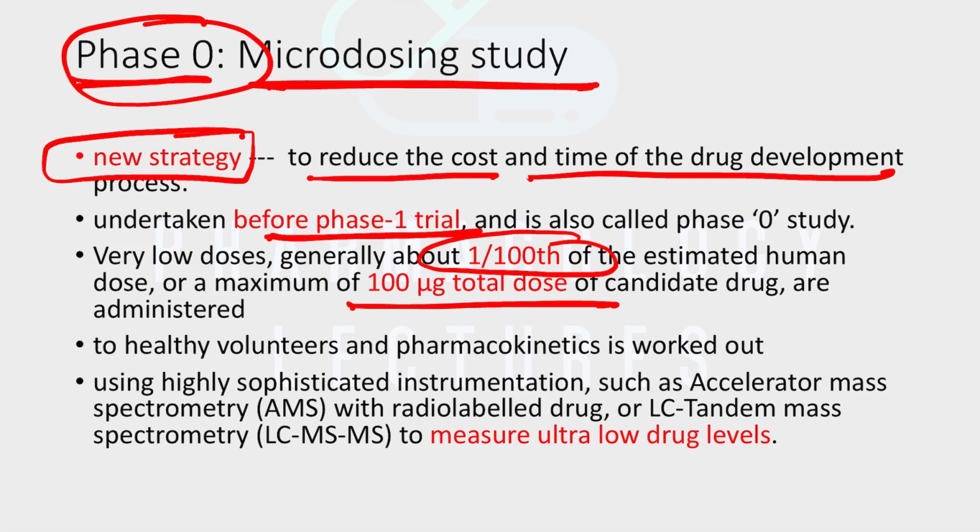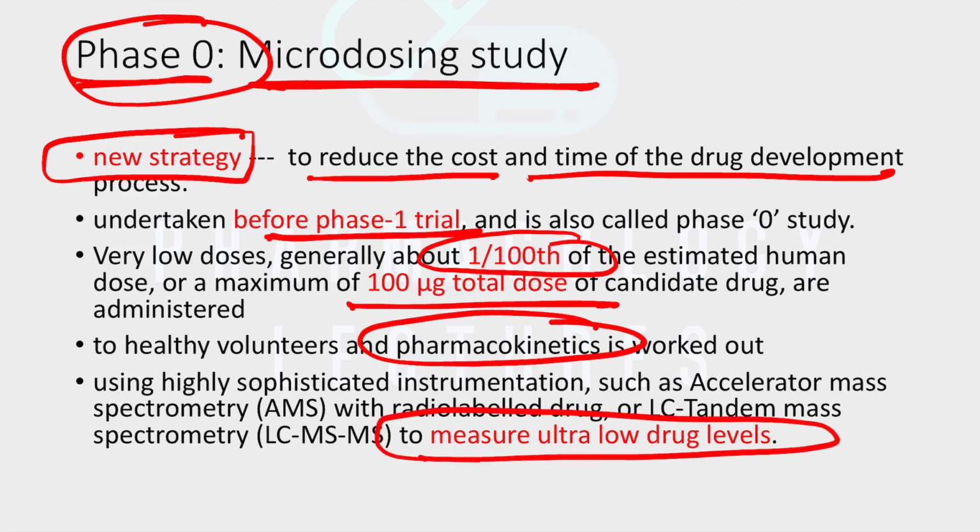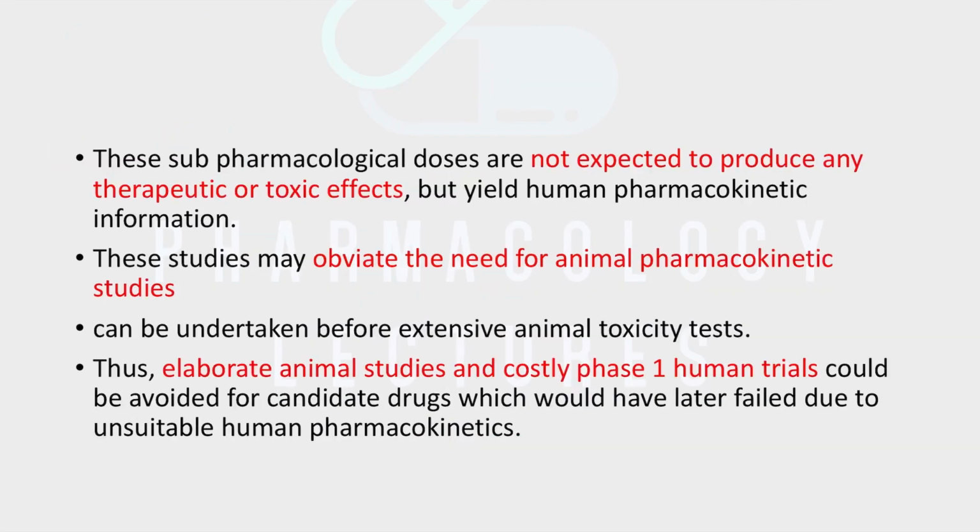For what? For checking the pharmacokinetics. To check the pharmacokinetic profile, various newer mass spectrometry instruments are available, and through them you can check the ultra-low levels of drugs and get the pharmacokinetic profile. So what is the advantage of doing this? The advantage is, because of such a low dose, you do not expect any adverse drug reactions or toxic reactions in these healthy volunteers. So there is no issue of harm, because you are introducing an extremely low amount of drug.